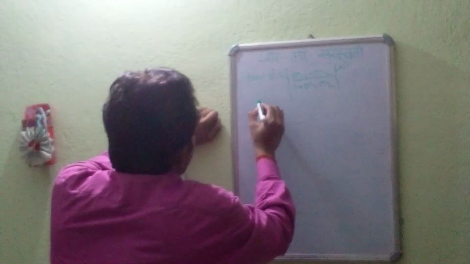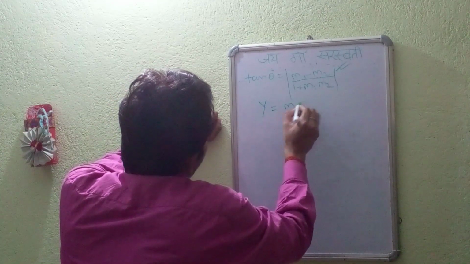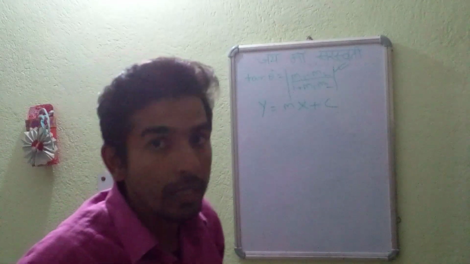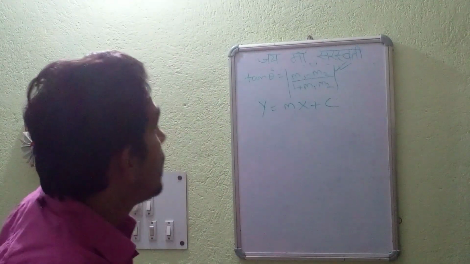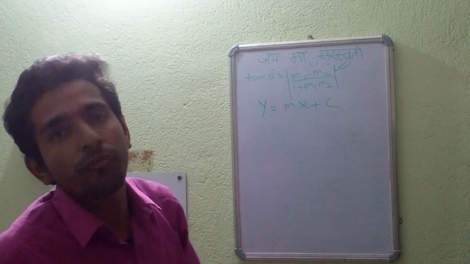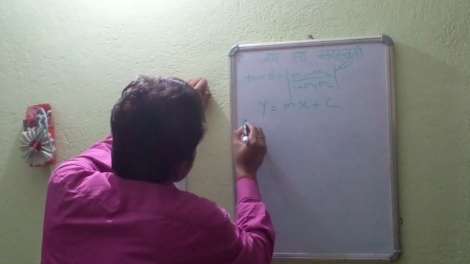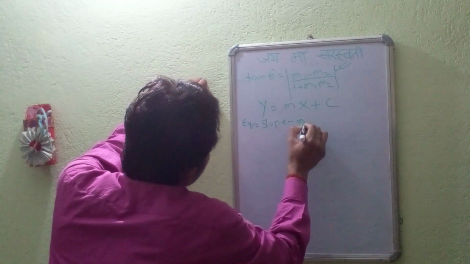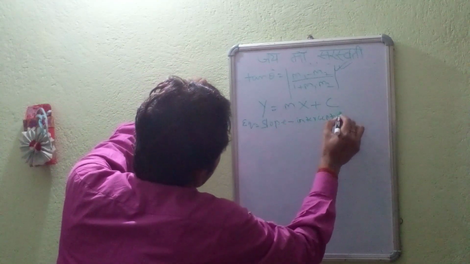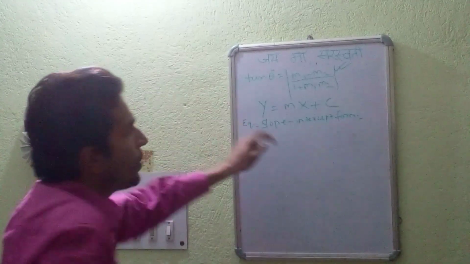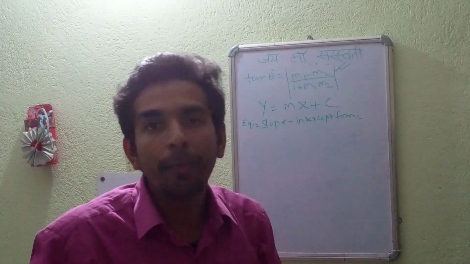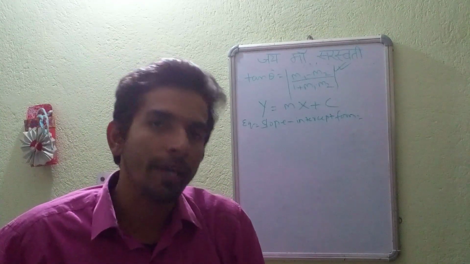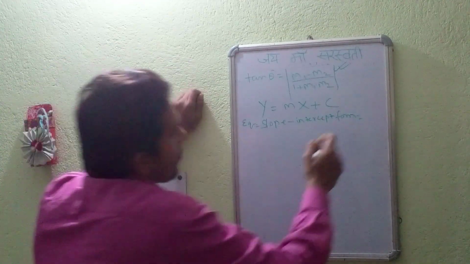The second equation which we had seen, y is equal to mx plus c. It is the slope intercept form of the equation. This equation is known as slope intercept form, because in this equation y is equal to mx plus c, m is the slope of the line and c is the intercept of that line on the y-axis. So this is the slope intercept form of the line.